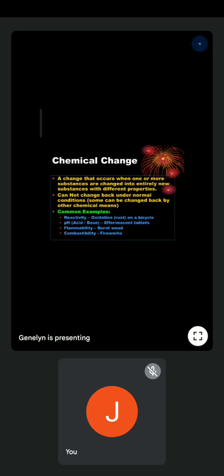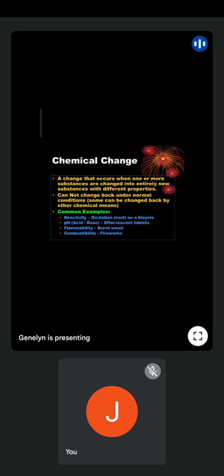Chemical change. A change that occurs when one or more substances are changed into entirely new substances with different properties. Cannot change back under normal conditions, or some can be changed back by other chemical means. These are the common examples: reactivity, pH or acid base, flammability, or combustibility.